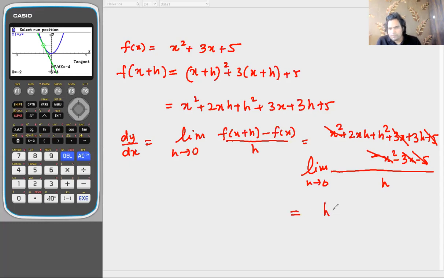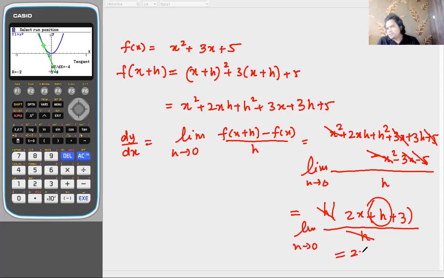And so what you're left with at the end, obviously with the limit h close to 0, is that if you take h common, you get 2x plus h plus 3 over h. This h and h can get cancelled. Now if you see, with limit h tending to 0, this part is close to 0. So my final answer is 2x plus 3. So 2x plus 3 is the slope formula for this function. If I want to find out the slope at x equals 1, you just plug x as 1 here, and you get the slope is 5 for this particular curve.